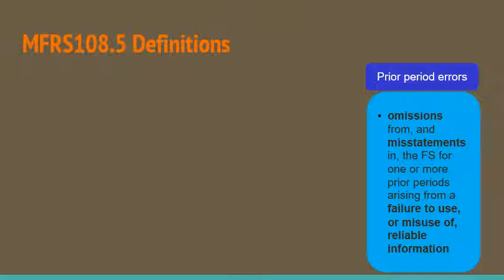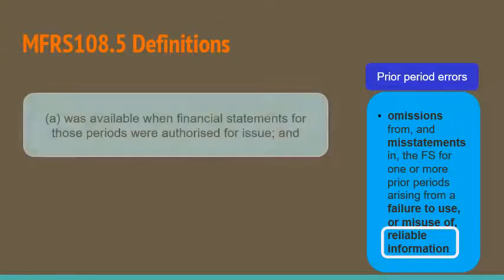Now, the standard is very particular when it comes to reliable information that resulted in the errors that could be considered as prior period errors in the standard. The reliable information must fulfill two conditions for the effect to be considered as error. First, the reliable information must be available when financial statements for those periods were authorized for issue by the top management. This has something to do with our later topic on events after reporting period.